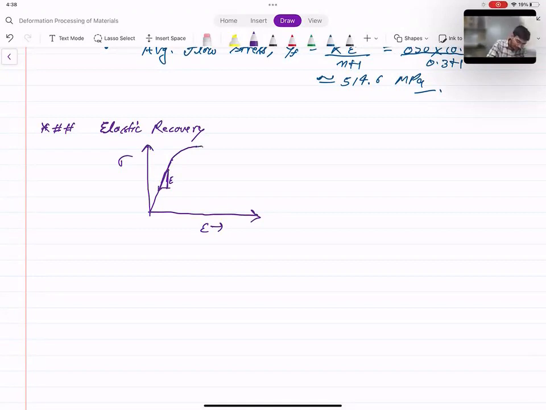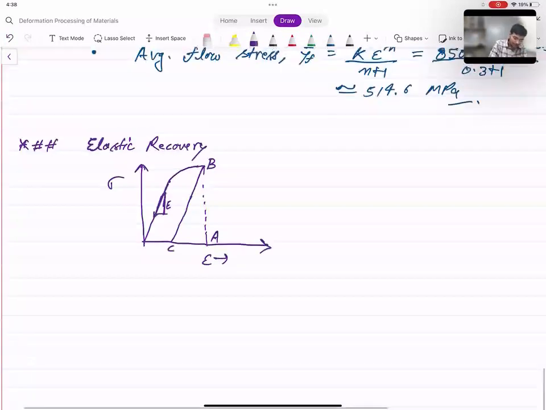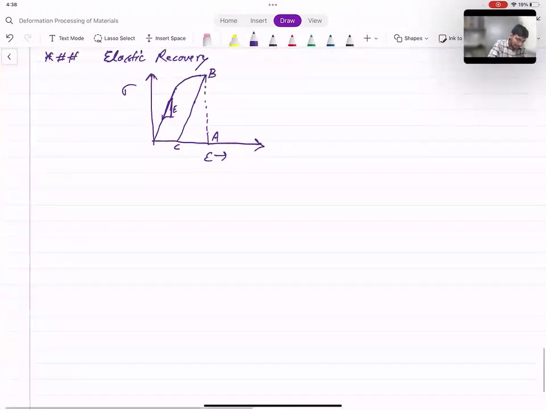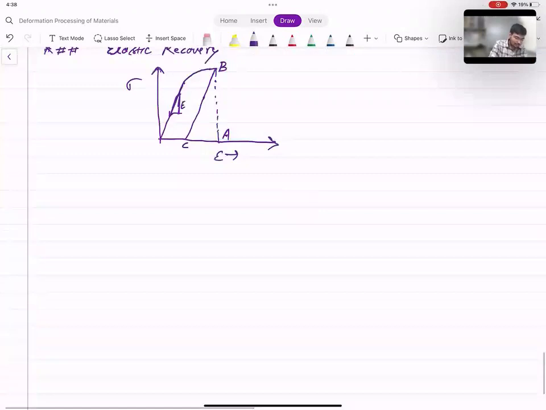But suppose I've loaded the material to this point and then I've removed the load, then the material follows a path like this. So this was the strain which I had given to the material. Let me call this point as A. This is B. This is C. So here in this region, I had strained the material. Say this is O, then OA is the total strain that I had imparted to the material.